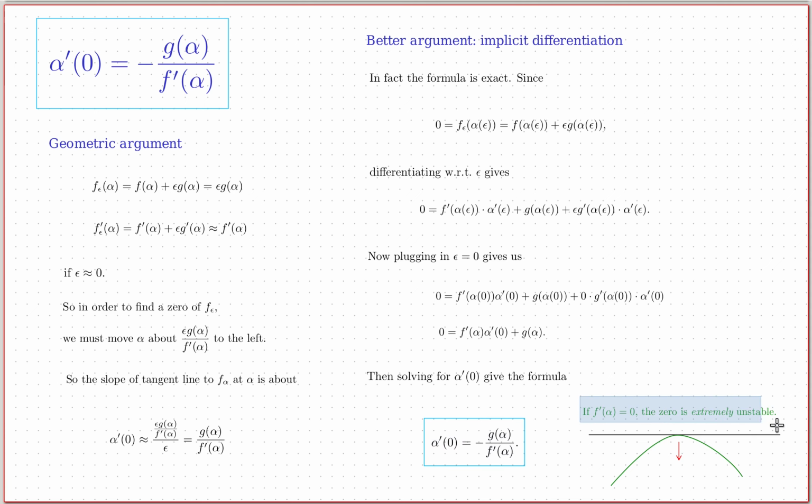That's an obvious conclusion, right? If f prime of alpha is ever equal to 0, then you know you're going to have an extremely unstable 0 at that point.